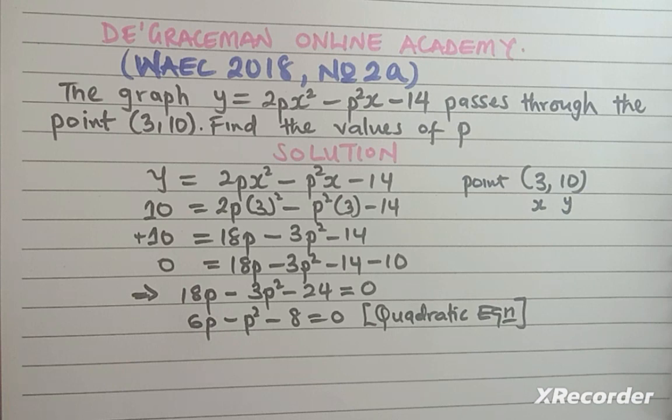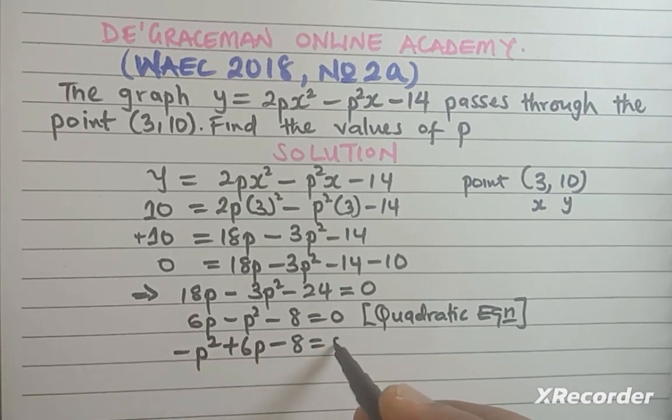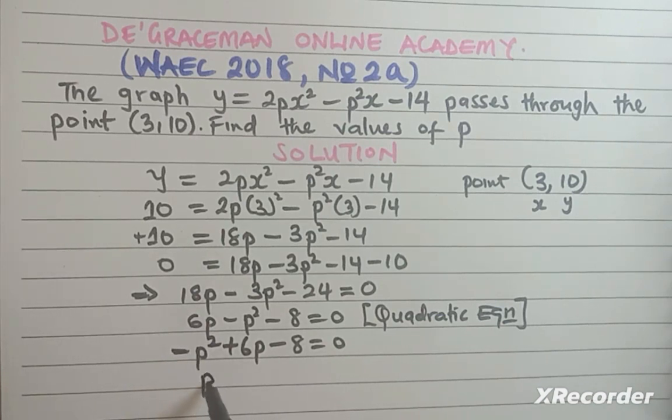Now we need to arrange it properly. Minus p squared will come first, then plus 6p will come, minus 8 equal to 0. Now I'm going to multiply through by minus 1 in order to take care of this minus here. So this becomes positive p squared, this becomes negative 6p, and this becomes positive 8, equal to 0.